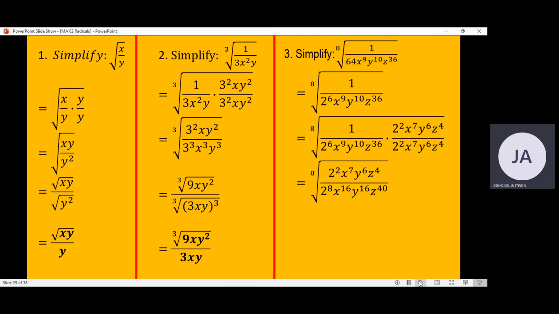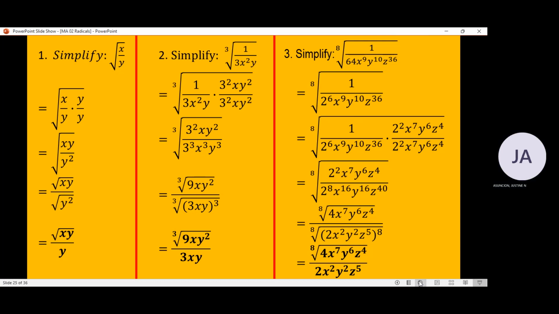Simplifying that again, applying the rule, we have 2x squared, y squared, z raised to 5 for our denominator. And our numerator here is the 8th root of 4, x raised to 7, y raised to 6, z raised to 4. So to simplify the 8th root of 1 over 64x raised to 9, y raised to 10, z raised to 36, we need to think of an expression that we multiply to both the numerator and denominator, to have our denominator as a perfect root and free from radicals.